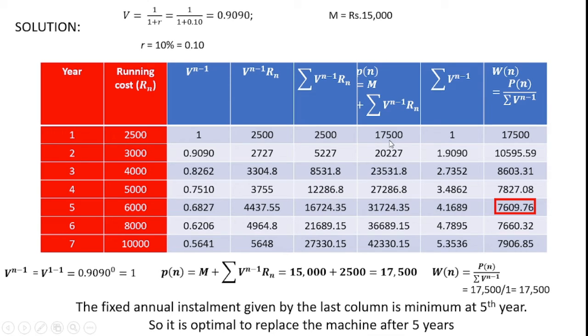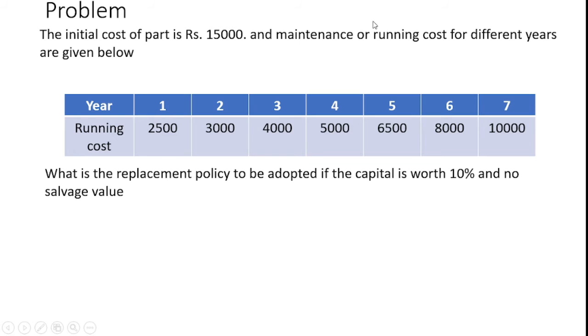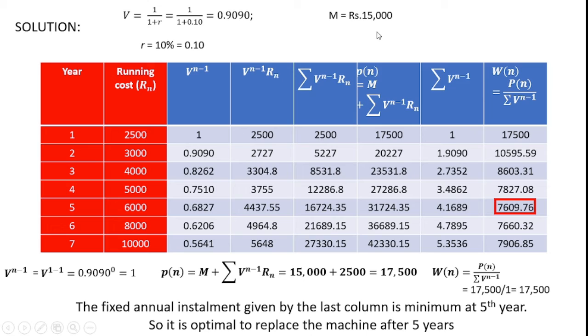The next column is the present worth method. In that, it is the initial cost plus the summation of v power n minus 1 into Rn. I already found the summation value of v power n minus 1 into Rn. Now I add this value to the investment cost, which is 15,000 in our problem. The initial cost of the part is 15,000, so 15,000 plus 2500 gives 17,500.